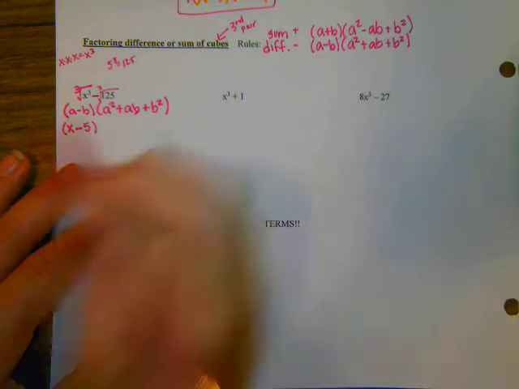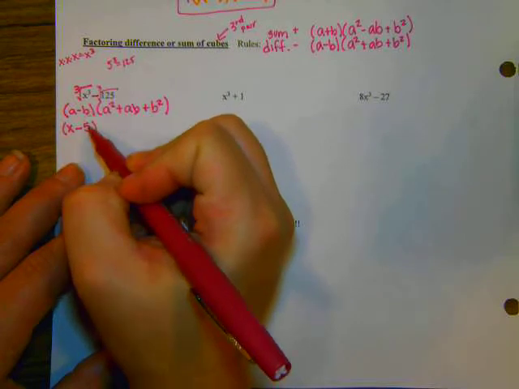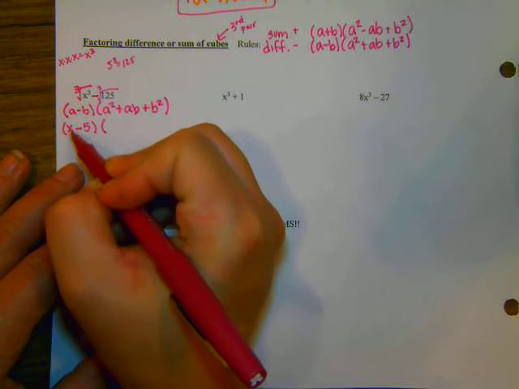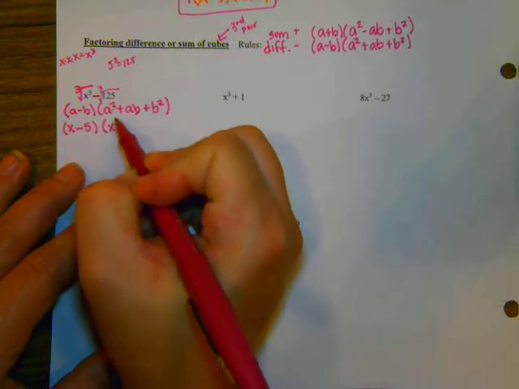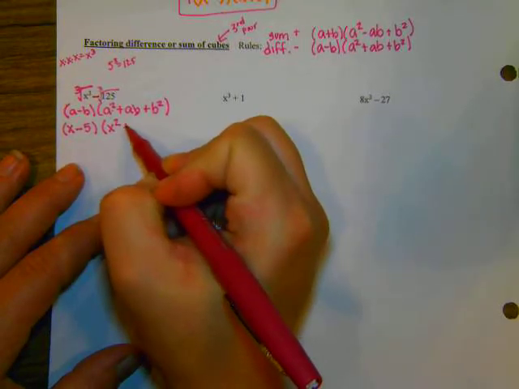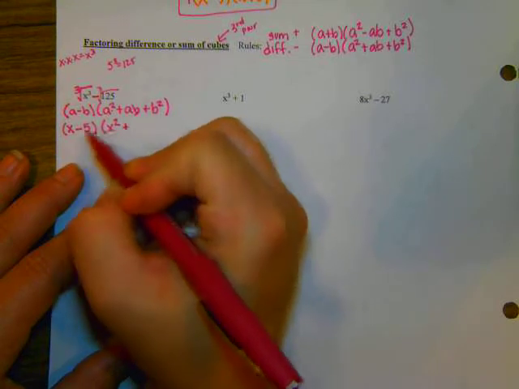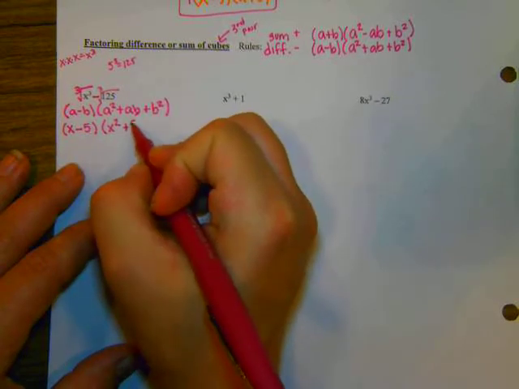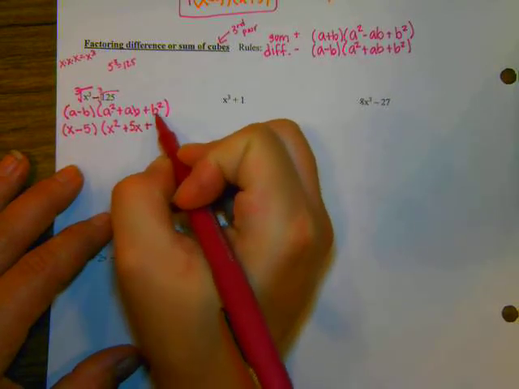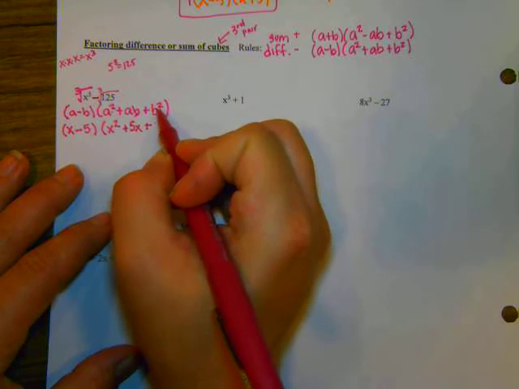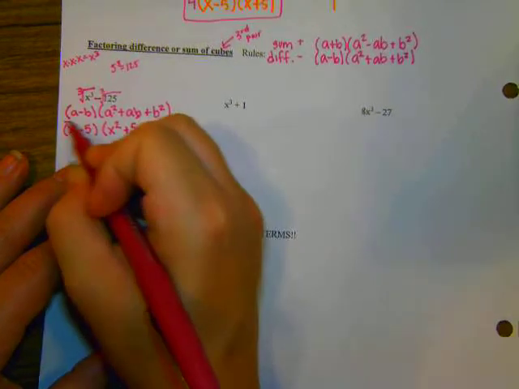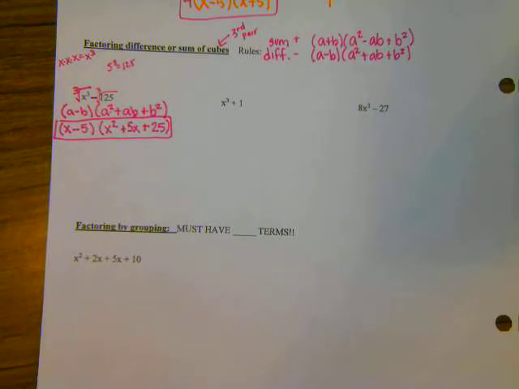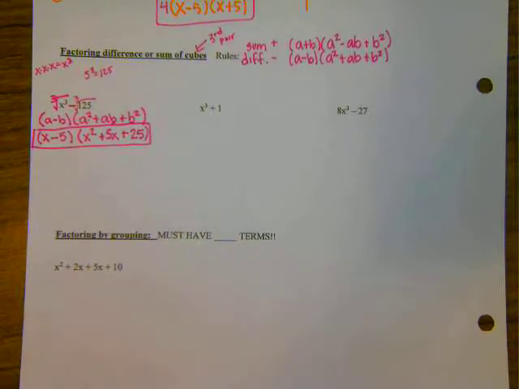Now, again, guys, your A is x and your B is 5. We're going to fill those in right here. The rule says take your A and square it. So that's x squared. Plus, then you multiply A times B. Don't include the minus. The minus came from the rule. So it's just 5 times x, which is 5x. Plus, and then B squared. 5 squared is 25. And you're done. There's your answer.